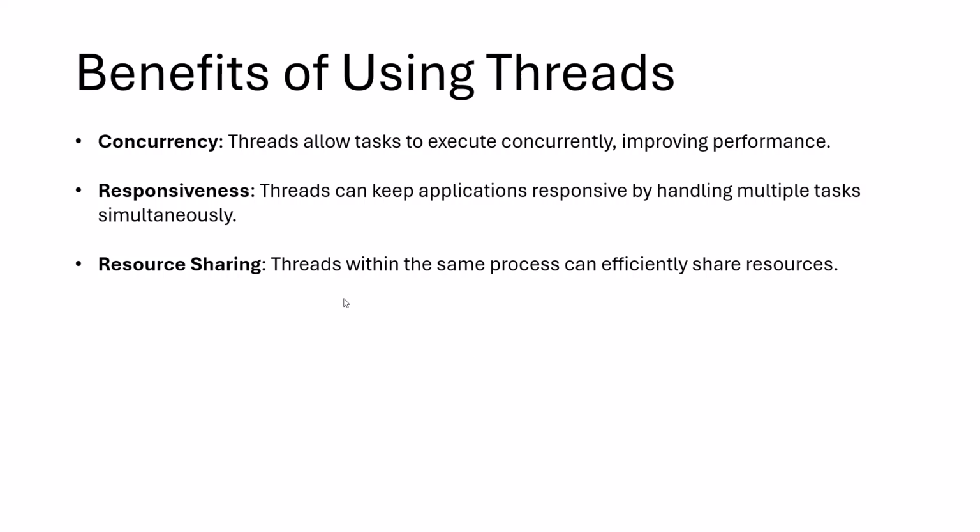Next is the benefits of using threads. What are the benefits we have using threads? One benefit is concurrency. We have multiple threads, and these threads allow tasks to execute concurrently to improve performance. This is one of the very important benefits. Then responsiveness. Threads can keep the application responsive by handling multiple tasks simultaneously. Using concurrency, it gives good responsiveness. So this is one of the benefits of threads.